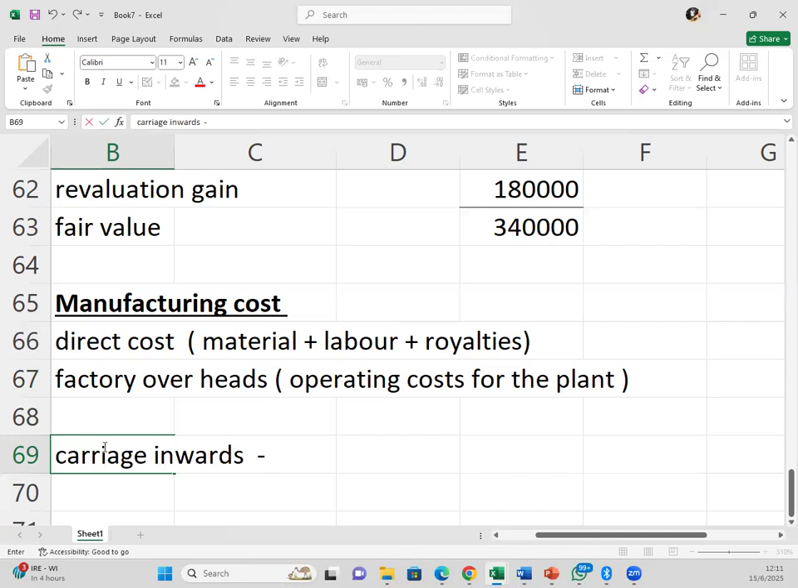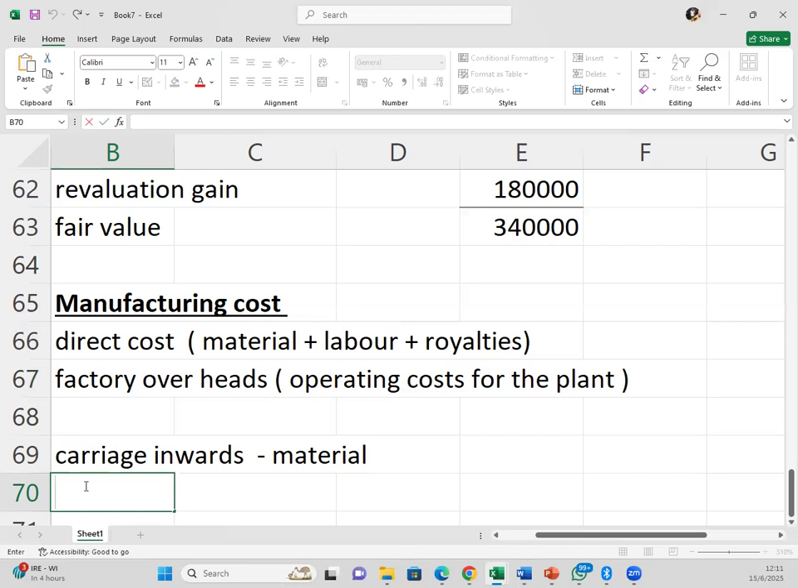Carriage inwards is part of material cost. It's actually included in calculating the materials used in the cost of raw materials consumed. So the carriage inwards is part of material cost. It's included when you're valuing inventory.